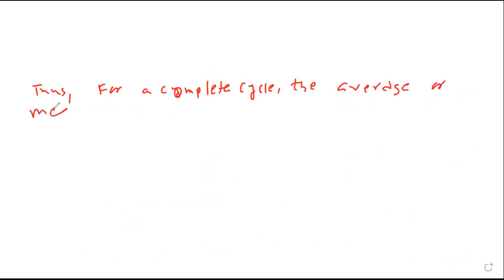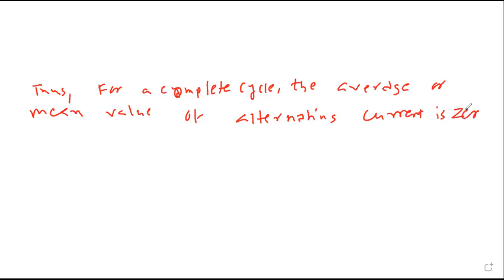Thus, for a complete cycle, the average or mean value of alternating current is 0. One minute, I just write down.